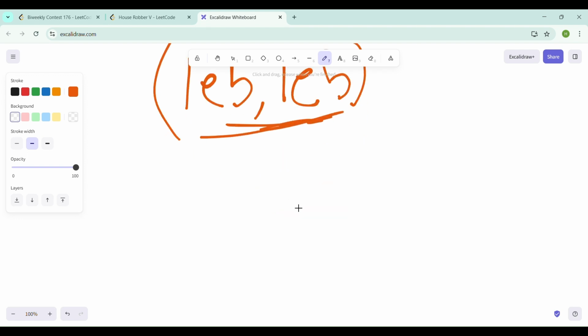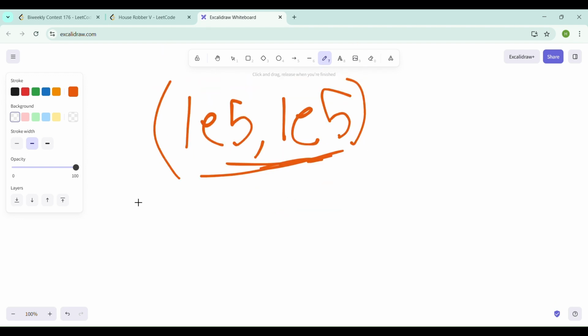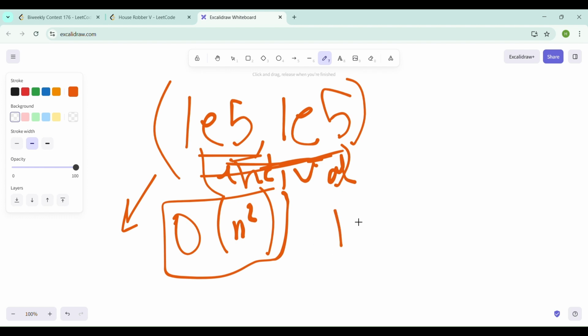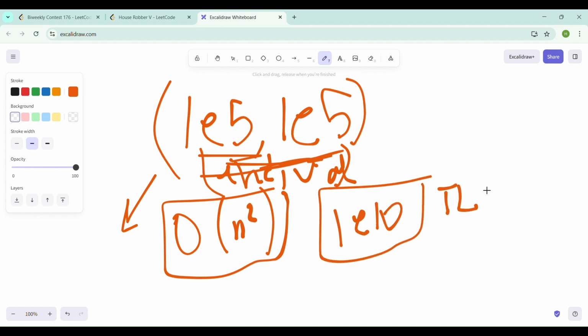Whenever we create a recursive solution, even if we optimize it, it will be big O of n square, because the index is changing and the value is changing. These are the two changing states, and it will yield us big O of n square. And big O of n square means 1e10, right? 1e10 will give you a TLE. So you need to optimize this. Now think about how you can optimize this.